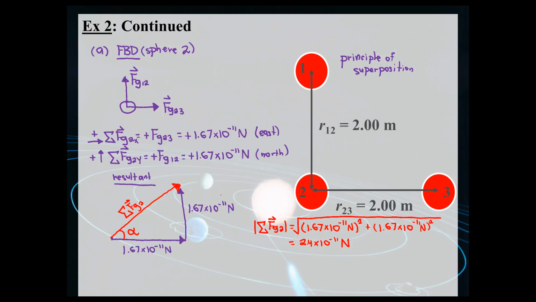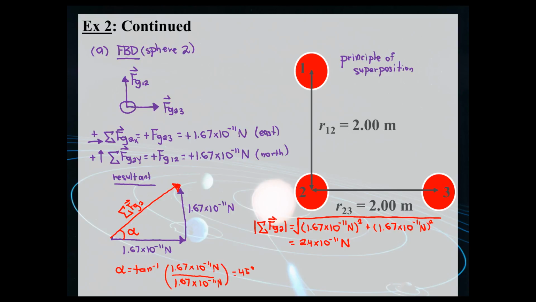On the resultant diagram, you might recognize again that the adjacent and opposite sides are the same length, which means that it'll be a 45-degree angle again. But not all problems are going to be like this. I'll just show the work for calculating it. So we have theta is equal to the inverse tangent of side opposite, which is 1.67 times 10 to the negative 11 newtons divided by 1.67 times 10 to the negative 11 newtons. And yes, it gives you a 45-degree angle.